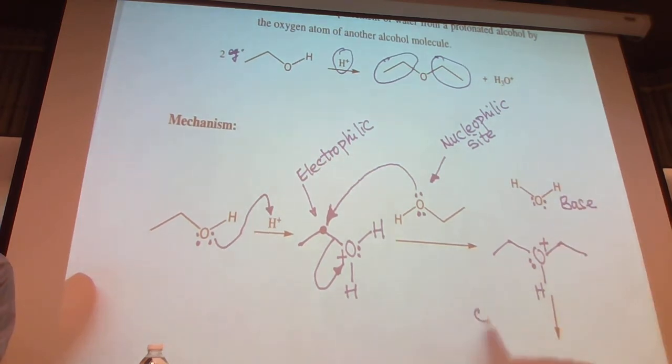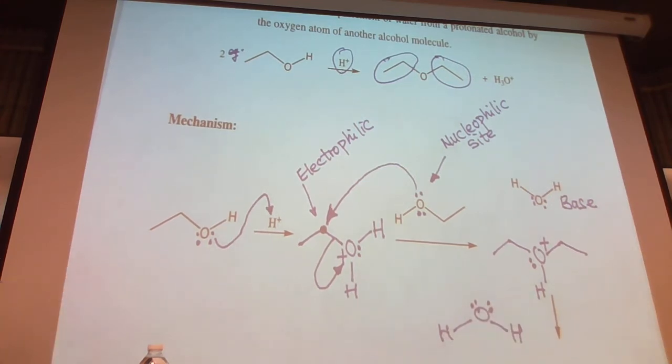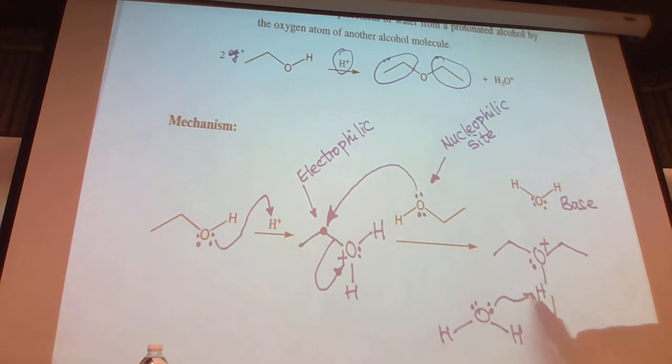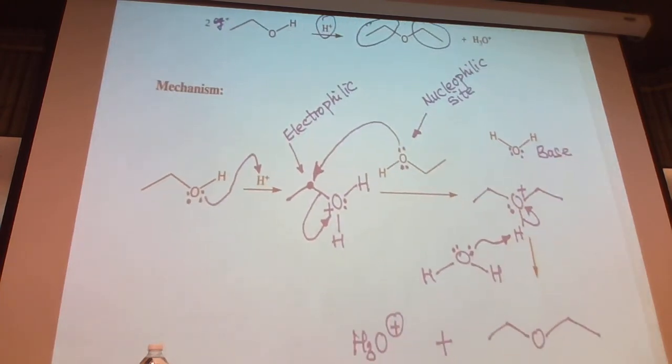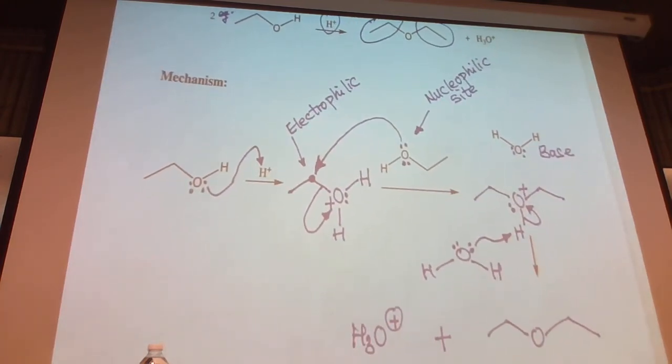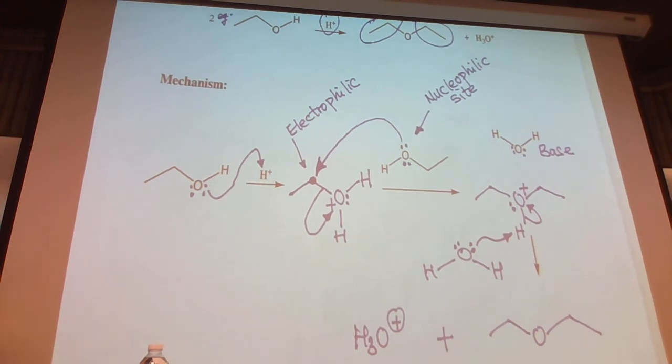So I'm going to redraw it down here so that it doesn't look messy. So this is going to act as a base, picking up the proton that you have from your protonated ether, and you get a free ether, regenerating the acid that you started with. So that's why you call the acid a catalyst. Okay. So that's how you get that. So when you use two equivalents, you get your ether.